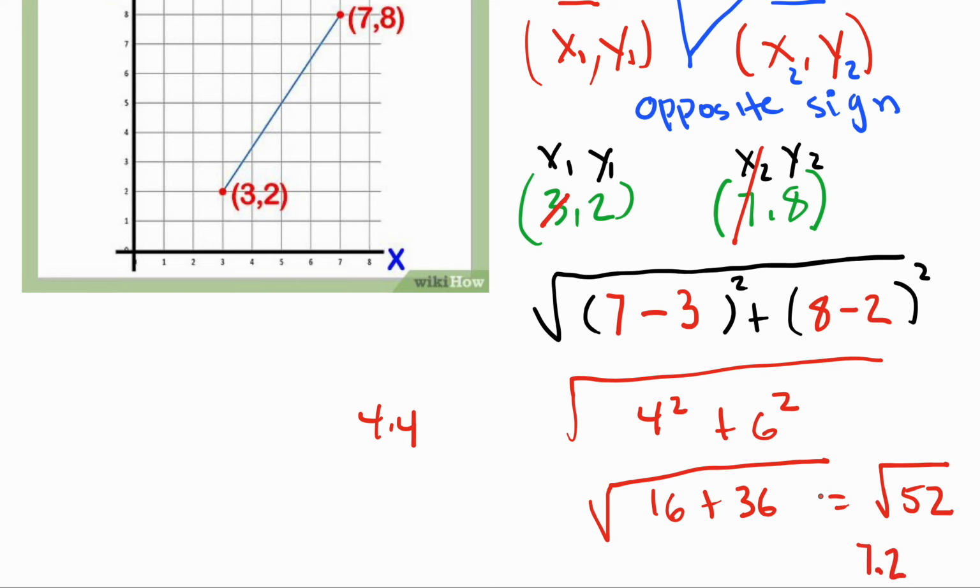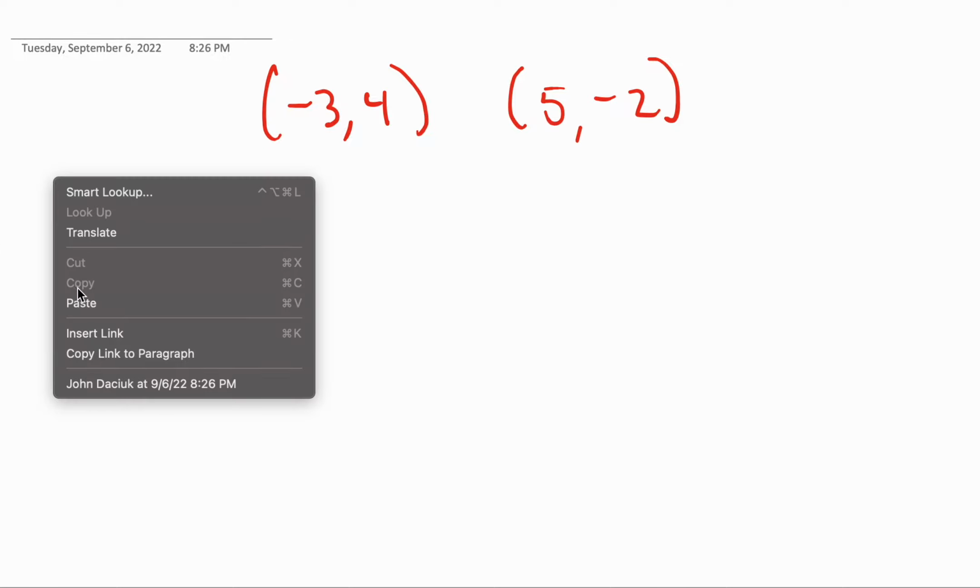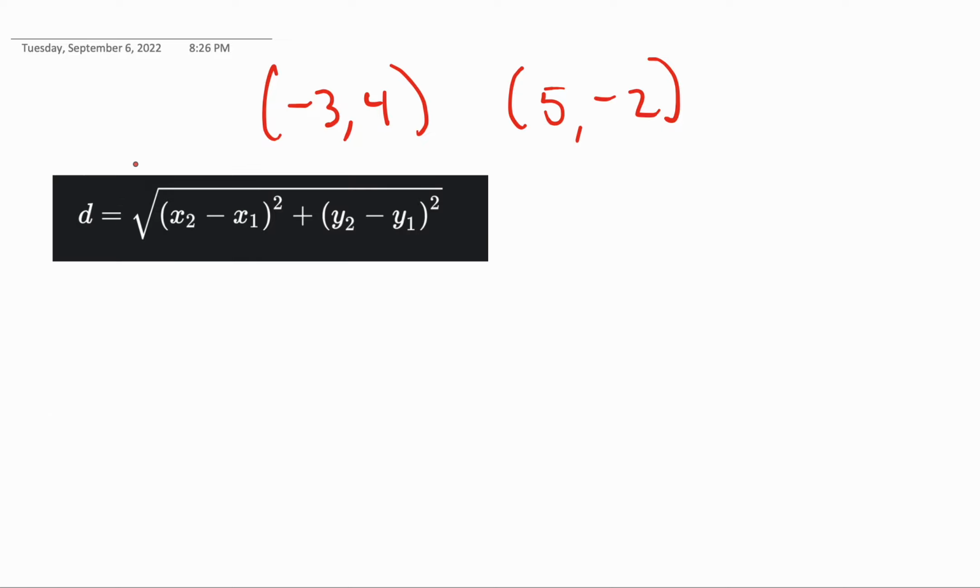So let's take a look at what it looks like when we have some negatives mixed into our starting point. So let's give us 2 points. Maybe this one has a negative, this one doesn't. Maybe this one has a positive, and then a negative. So again, we want to remember the formula. There it is. And the first step is to label xy, xy. That's what every coordinate is. And then 1 for first point, and a 2 for second point.